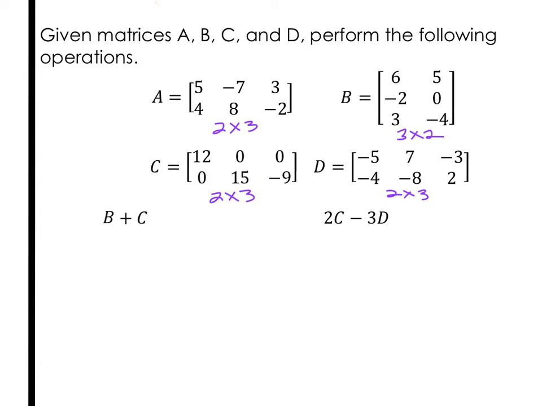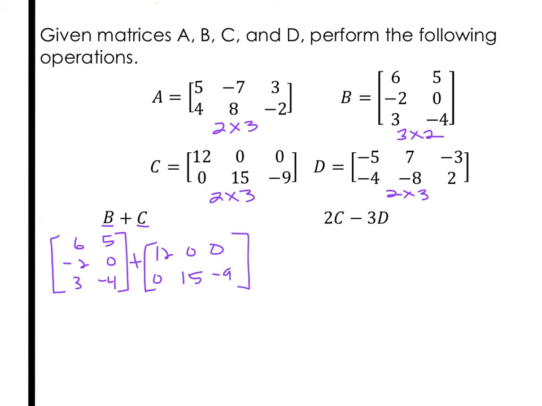If you're asked to add B plus C, order will matter as far as subtracting, but with adding you could write them in either order. I like to stay consistent with how they're written. Matrix B is 6, 5, negative 2, 0, 3, and negative 4. But if we try to add matrix C to that, 12, 0, 0, and 0, 15, negative 9, the elements are going to end up getting stuck.